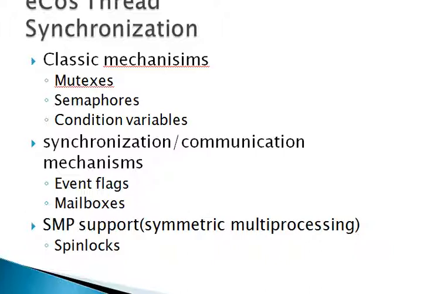Next, coming to condition variable. Condition variable is used to block a thread until a particular condition is true. Condition variables are used with mutexes to allow multiple threads to access shared data.